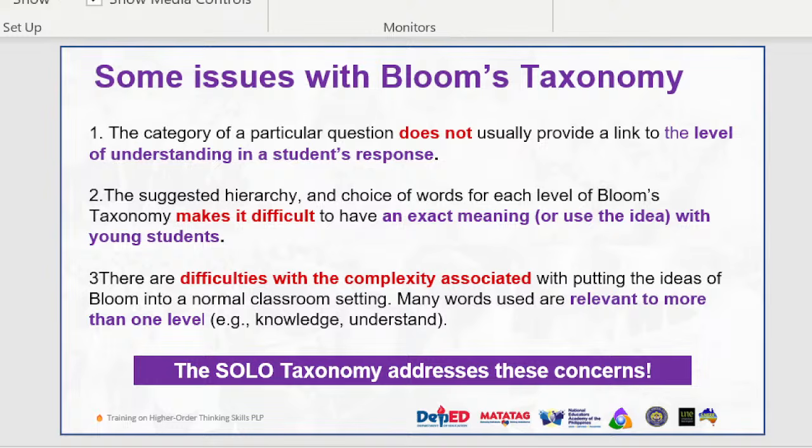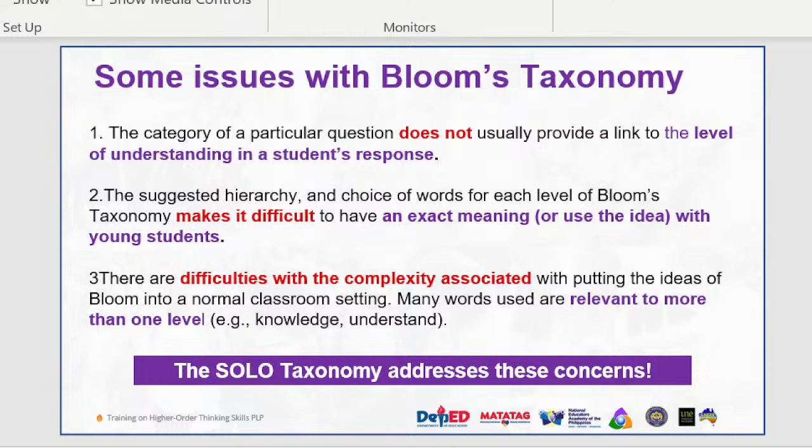Sometimes knowledge, for example, and understand may also be found in the higher order thinking skills. For instance, a learner responding to the question, what is Einstein's theory of relativity? That may be a recall question, what the theory is about, but recalling the said theory requires a higher level of thinking. So there are issues on Bloom's taxonomy.